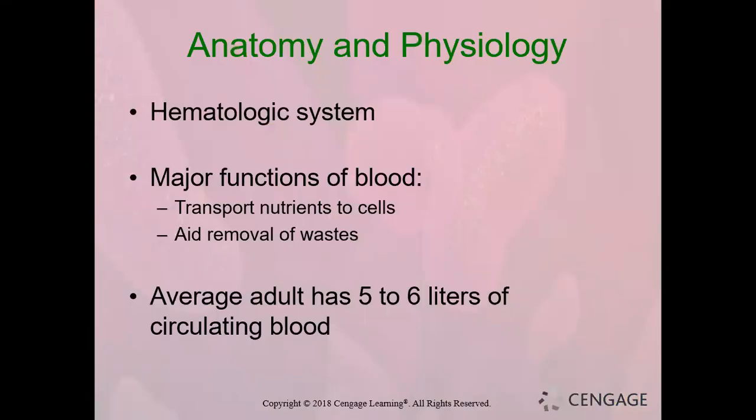All right, we're talking about anatomy and physiology of the blood and blood-forming systems. Let's talk a little bit about the functions of the blood. Our blood is designed to transport nutrients to our cells and then also to aid in the removal of waste from our body. So the average adult has 5 to 6 liters of circulating blood.